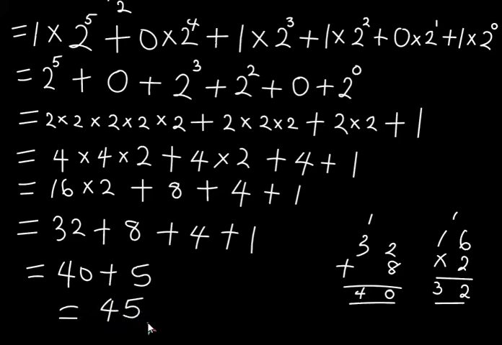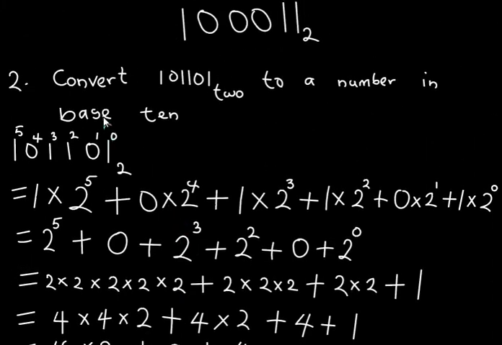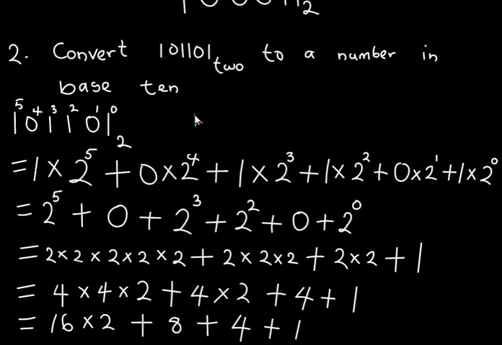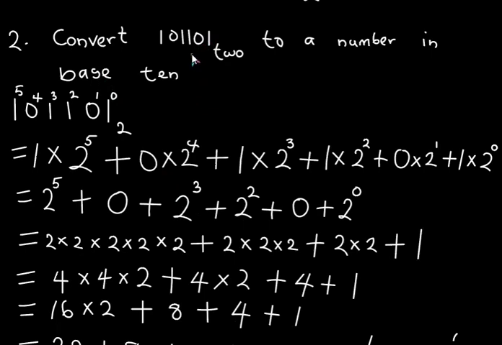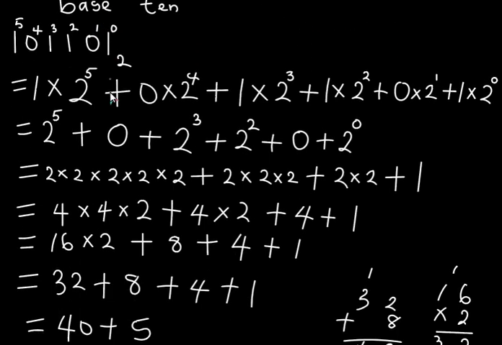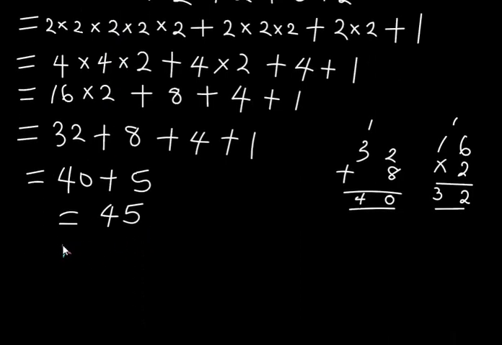So our answer here is 45, right? So from the question it states that we should convert the 101101 in base 2 to a number in base 10, and so this is the number in base 10, you can see. So this is our final answer. So even if you do not write 10 here, it is still taken as a number in base 10, and if you write it still, there's no harm in that. So that's our final answer.